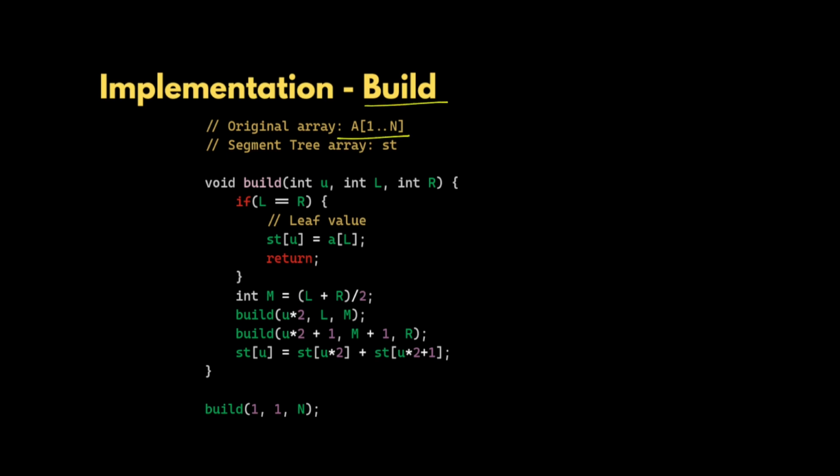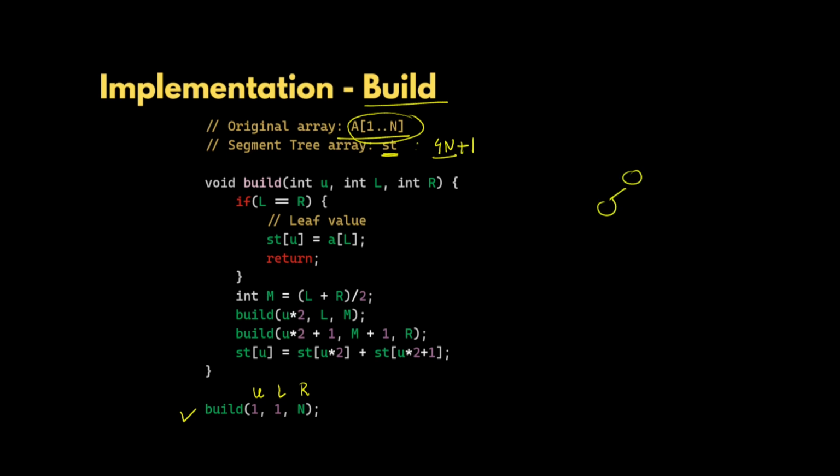Let's understand the build function for segment trees. Let's say we have an array of size n, index 1 to n, and the segment tree denoted with variable st. As we saw, the size of the segment tree will be 4n. For 1 based indexing, we can initialize with 4n plus 1. To build the segment tree, we call this function. The first parameter is the index of the segment tree, and these are the ranges of the given array.